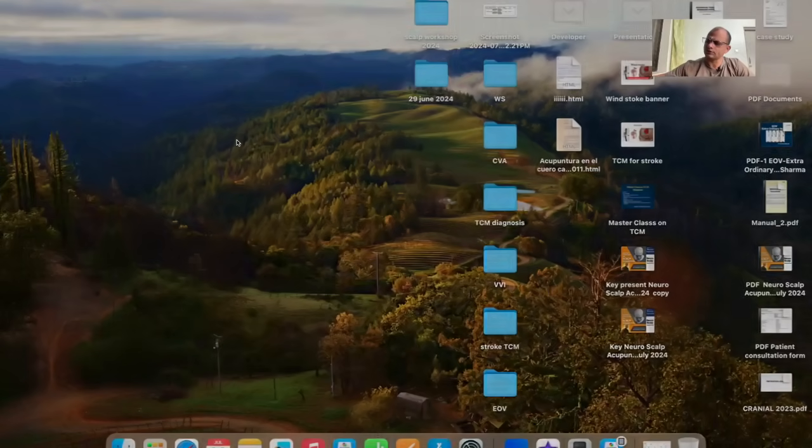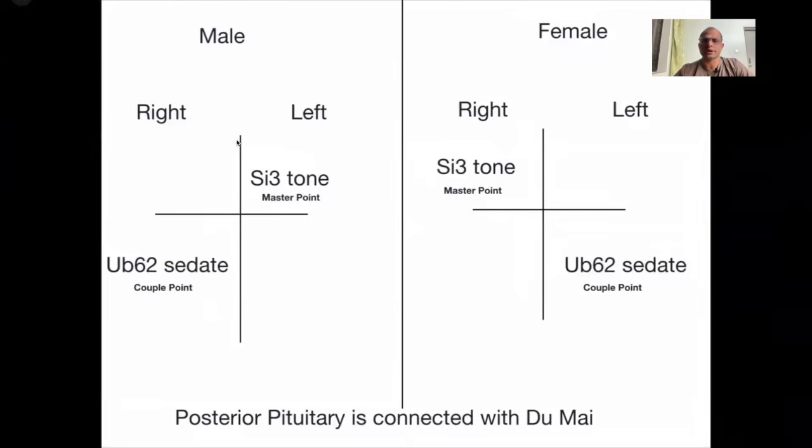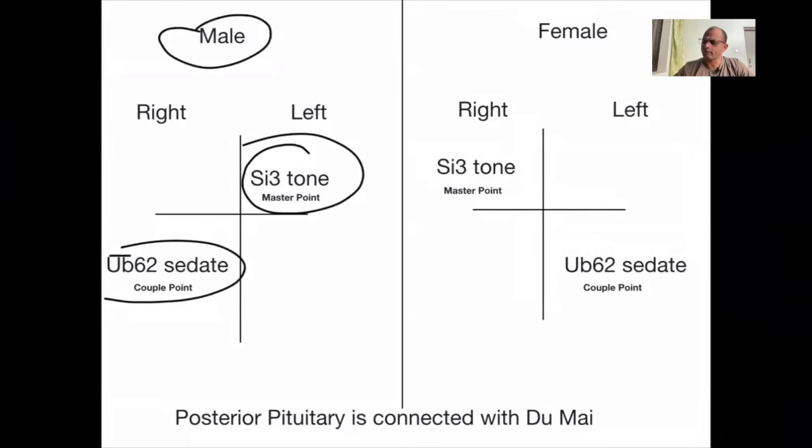How to activate the Du Mai? SI3 on the dominant side and urinary bladder 62 on the other side. One male person is suffering with pain around the spine: upper back pain, middle back pain, lower back pain. Any problem in the back side, we can always stimulate the posterior pituitary or Du Mai.